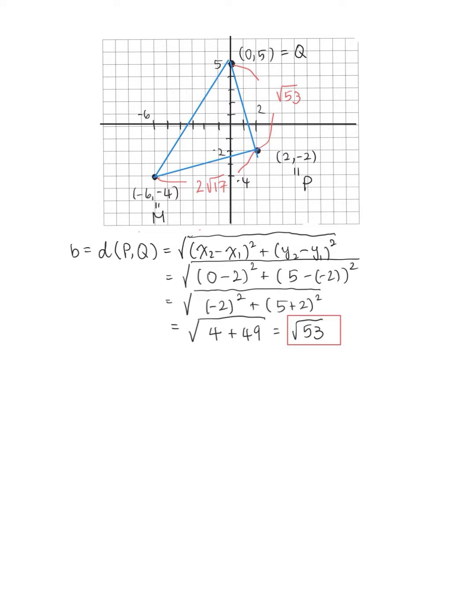All right, now let's compute the hypotenuse of that triangle. So that plays the role of C in the Pythagorean theorem. So our C is the distance between M and Q.